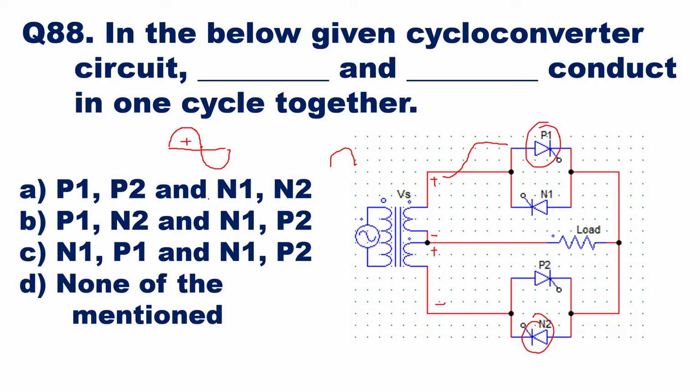And when the cycle is negative, that time this point will be positive, this will be negative, this will be positive, this will be negative. In that case, if you see, then P2 and N1 will be forward biased. So if you see the options for positive half cycle, we have P1 N2, and for negative half cycle, we have N1 P2. So in a full cycle, P1 N2 and N1 P2 will be forward biased and those will conduct. Okay, so the option B is the right answer.